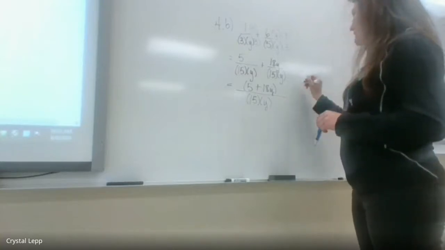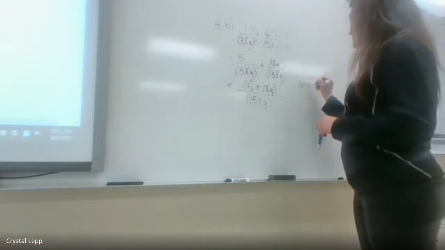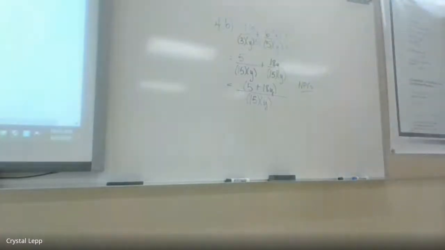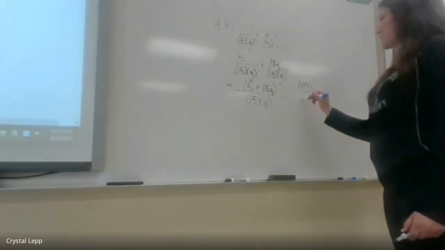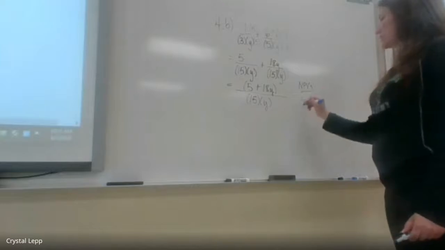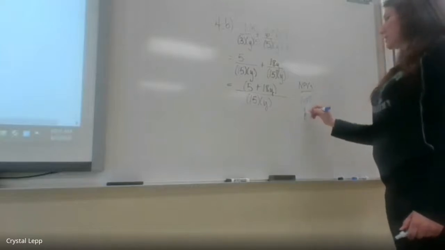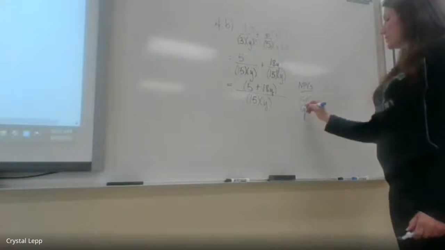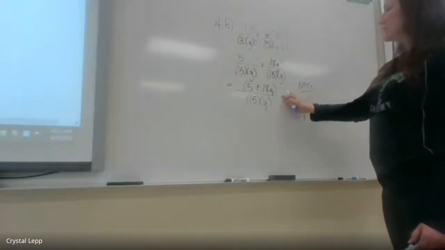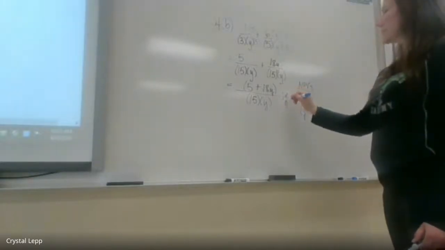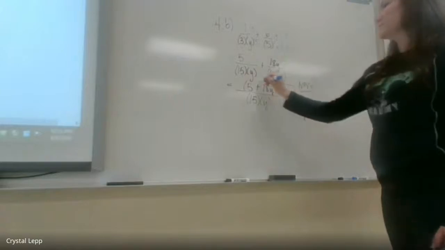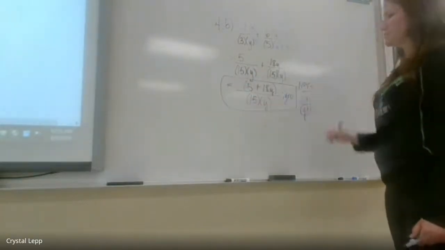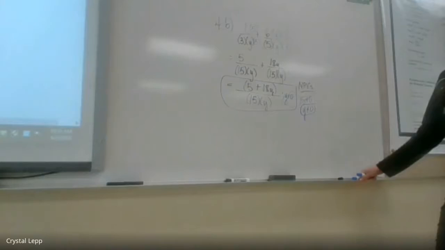And then I have to state my NPVs. My NPVs are going to be 15 cannot equal 0, which is not an NPV. And then y cannot equal 0. So I just have to follow behind this with y cannot equal 0. And then I'm done. Because 5 plus 18y, I can't simplify at all.